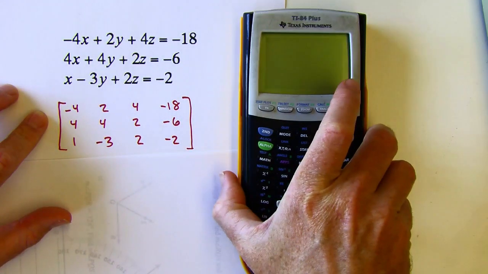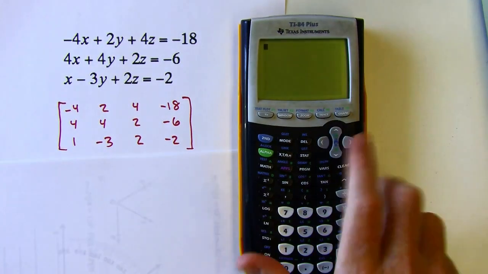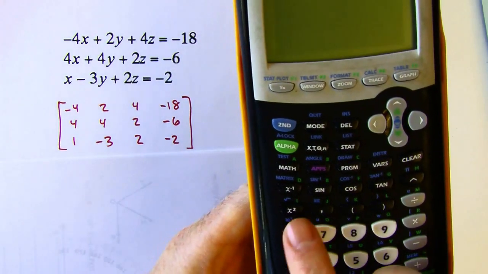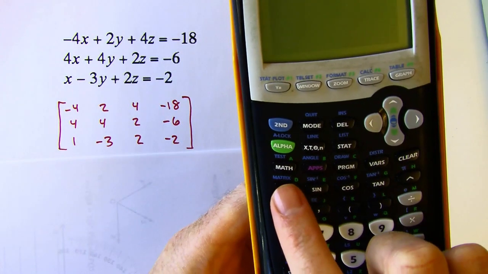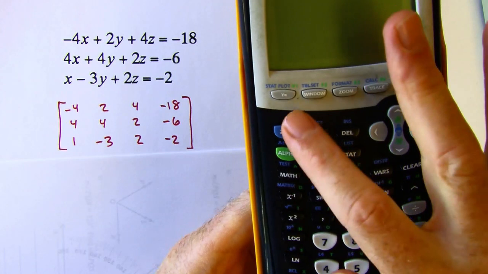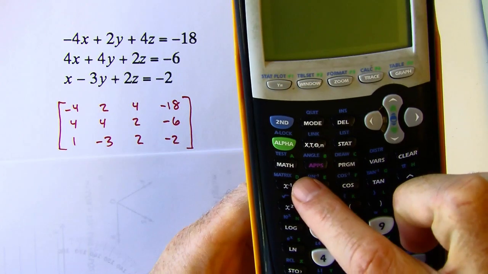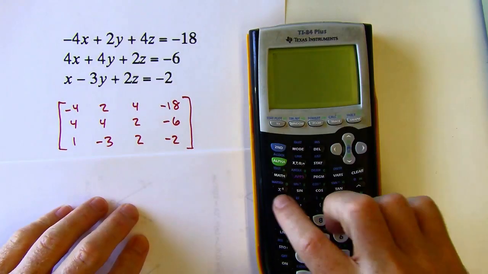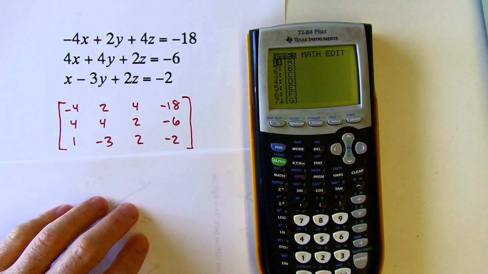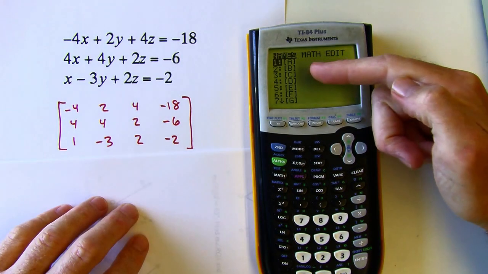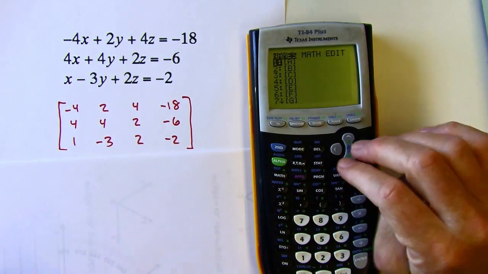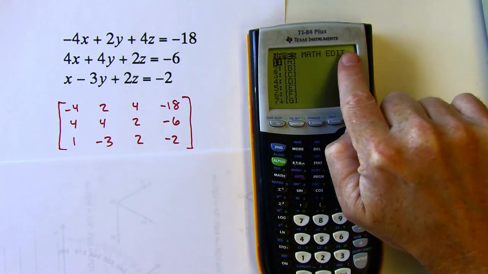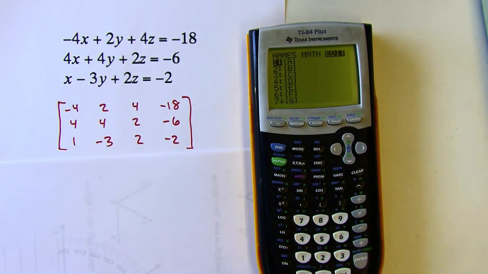I'm going to do that by going to the matrix menu. It might be a little hard to see here, so I'll try to put it up closer. But the matrix menu, I get to that right there. I'm going to have to hit second first, and then that X to the negative first button. Okay, so that's going to bring me to the matrix menu. You might have some stuff entered here, but don't worry, if you do, you can rewrite right on top of it. On the top here, it says names, math, and edit in the columns. I want to go over to edit, okay?